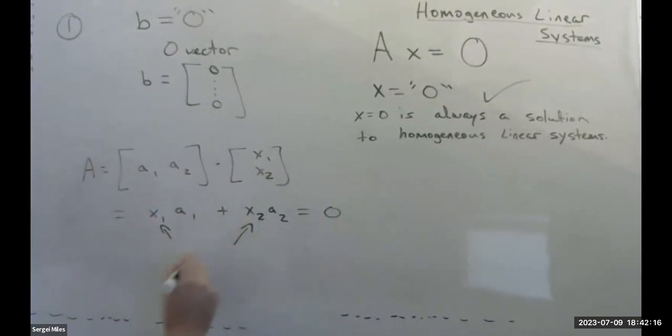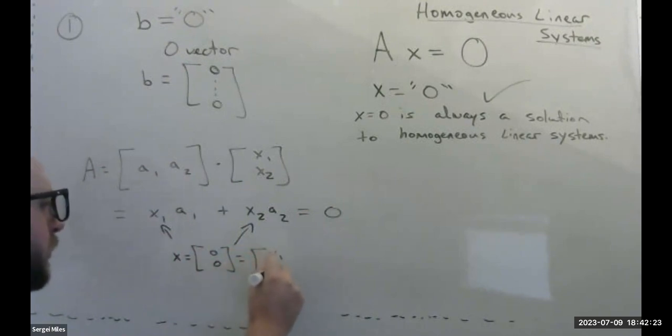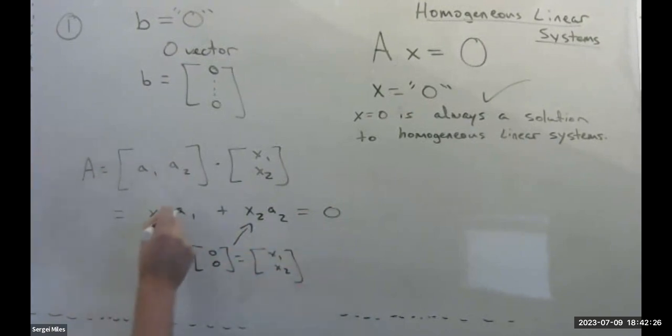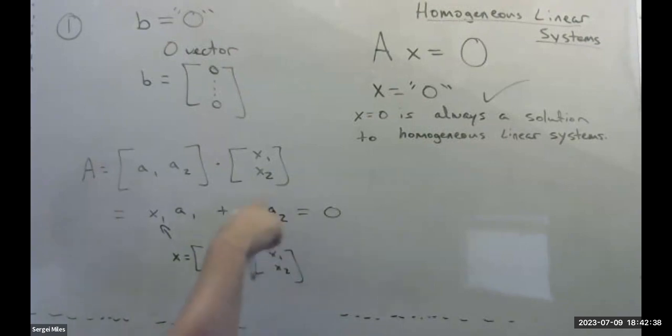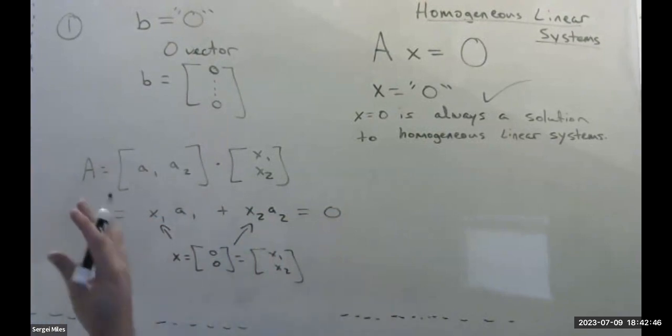Well, if x equals 0, that means x1 and x2 equal 0. And so if I take the column vector a1, no matter what this column vector is, and multiply it by 0, this column vector will now be 0. For the same reasoning, 0 times a2 will also be 0. A 0 vector plus a 0 vector is still 0, right? So x equal to the 0 vector is always a solution to homogeneous linear systems.